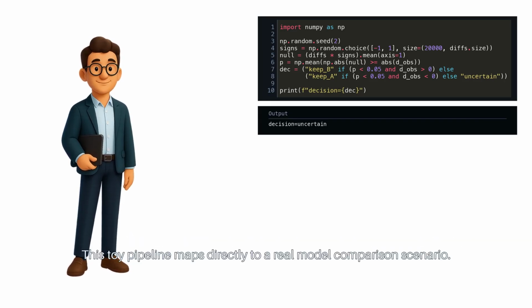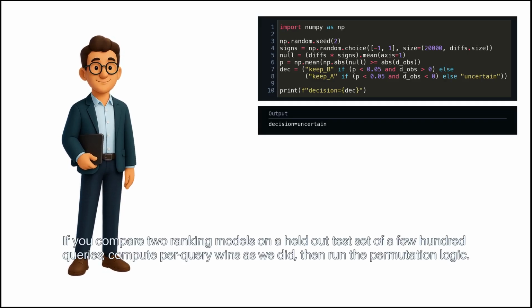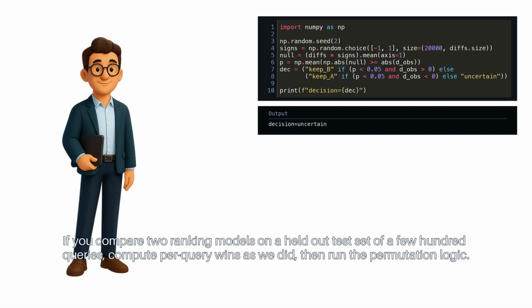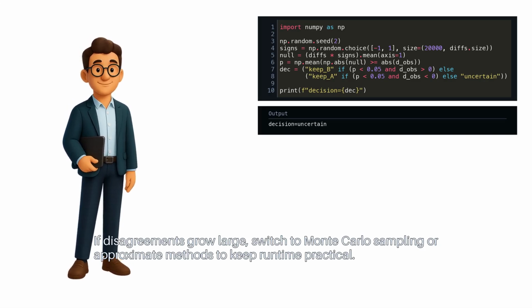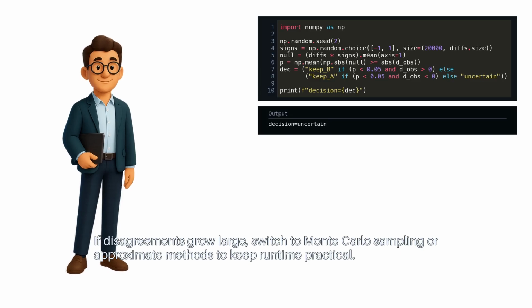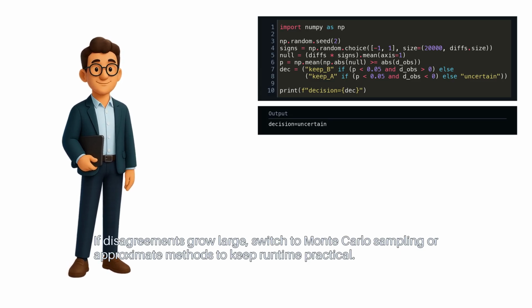This toy pipeline maps directly to a real model comparison scenario. If you compare two ranking models on a held-out test set of a few hundred queries, compute per query wins as we did, then run the permutation logic. If disagreements grow large, switch to Monte Carlo sampling or approximate methods to keep runtime practical.